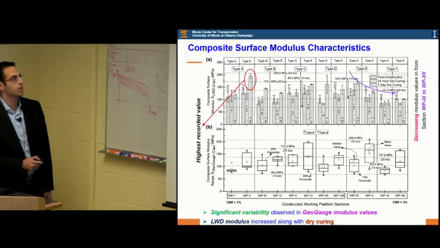Each bar represents the time of the LWD drops. So the first bar here is for right after construction, then 24 hours after construction, and then 7 days, or a week, from the construction.